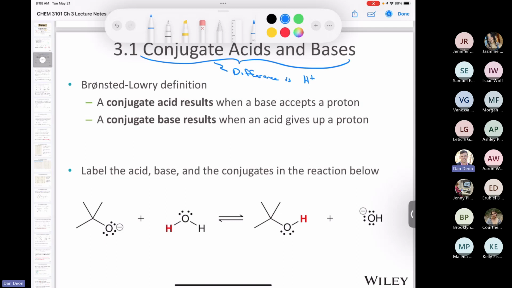So if we take a look at what's happening here, if I put a blue line underneath this anion and a red line underneath water, could anybody tell me, is the water, in this case, behaving as an acid or a base? Could anybody tell me? Is the water behaving as an acid or a base?